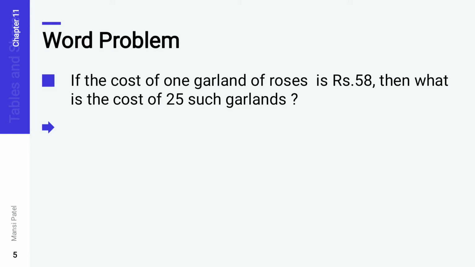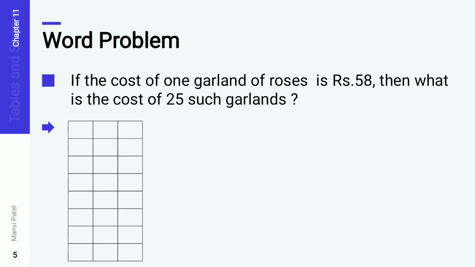So in this, what do we want to do? We want to do the multiplication. Multiplication of what? 58 multiplied by 25. So the number which is big, that you have to write down first. So 58 multiplied by 25.